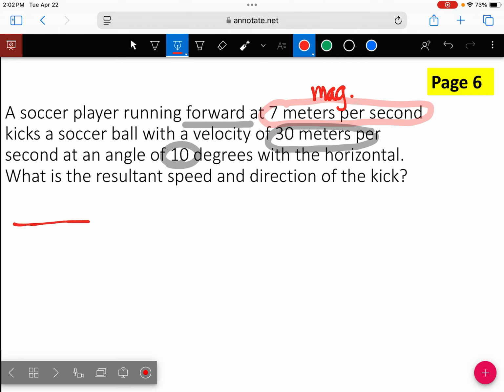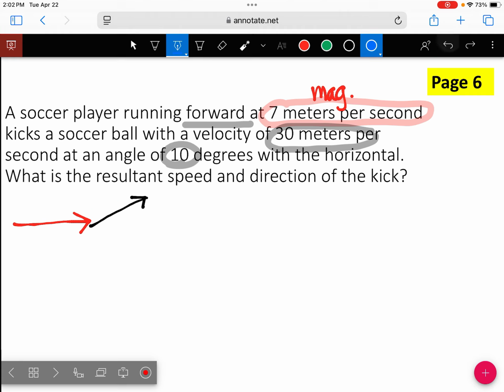I have my soccer player, which is going this way. And then he kicks a ball and the ball goes like that. That's the second vector. So we've got to figure out, if we were to combine that, what would this vector be? If I put those together, where would I be?